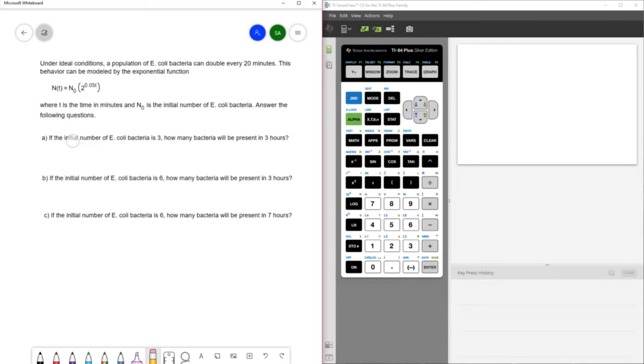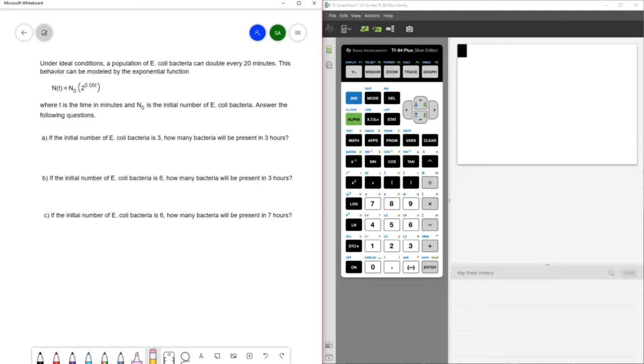If the initial number of E. coli bacteria is 3, how many bacteria will be present in 3 hours? If the initial amount of E. coli bacteria is 6, how many will be present in 3 hours? If the initial number of E. coli bacteria is 6, how many will be present in 7 hours?